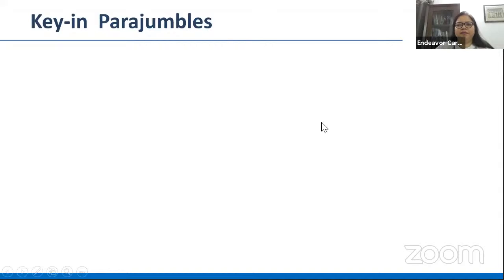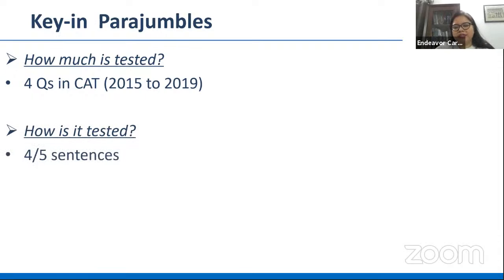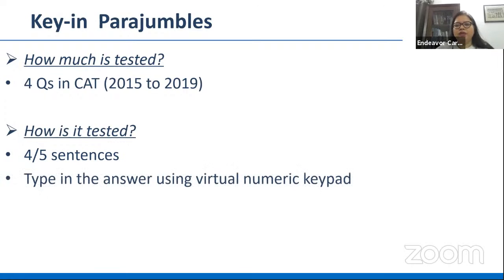So I'm going to give you an overview first before we start with some examples. How much of keen parajumbles are tested? You know that there are 4 questions that have been appearing from 2015 to 2019. How is it tested? You have these 5 sentences given. It used to be 5 sentences until CAT 2017. In 2018 and 19, it turned out to be 4 sentences each. You type in the answer using the virtual numeric keypad, and there is no negative marking here, which is the added bonus or the added temptation attached to these questions.